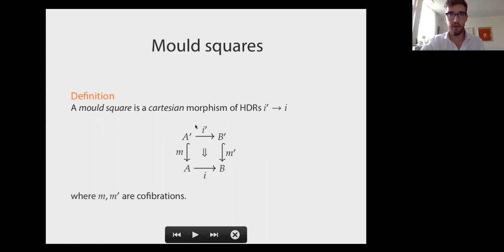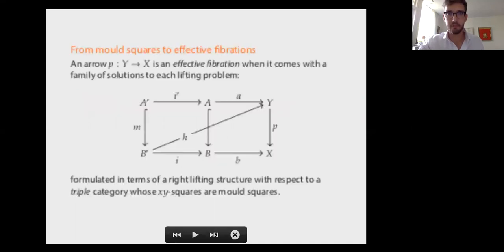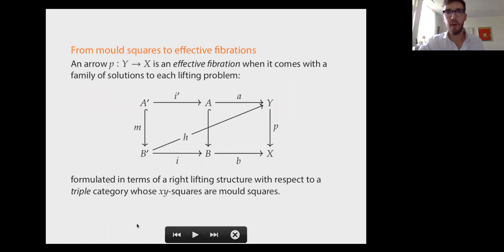And a mold square is a specific type of Cartesian morphism between HDRs. So it goes from I prime to I, where the arrows on the left and right are cofibrations. So that's what a mold square is. And how does this define an effective fibration? Well, as follows. For an arrow to be an effective fibration, it should come with a solution to every lifting problem against a mold square.